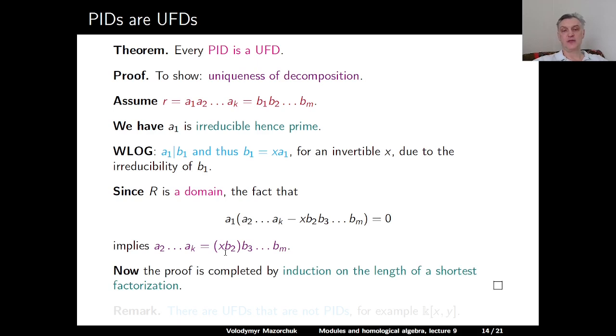And now we simply complete the proof by induction on the length of a shortest factorization. We already established that A1 is associated to B1, and we took them out of the game, and we proceed by induction. Please note that there exist unique factorization domains that are not principal ideal domains. For example, any polynomial ring in a finite number of variables is actually a unique factorization domain. But if the number of variables is bigger than 1, it's not a principal ideal domain.